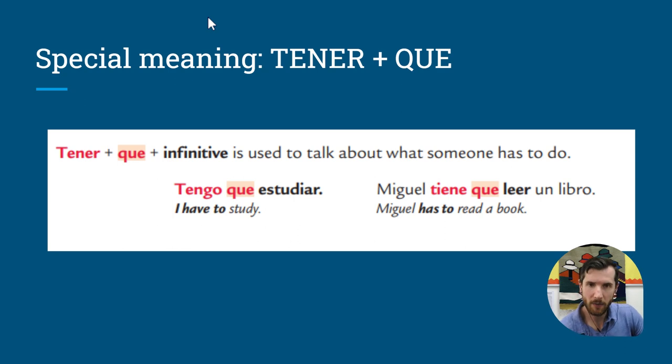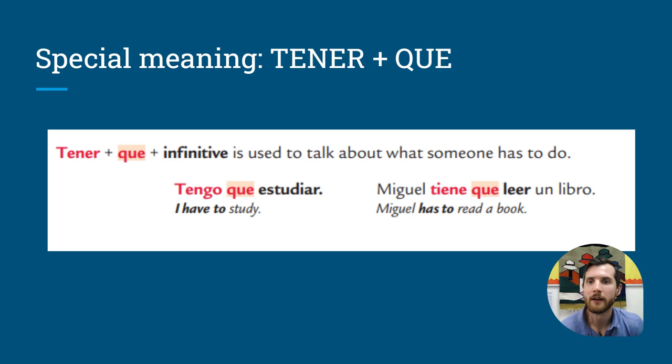The other big thing to keep in mind when you use the verb tener, you can change it to say, oh, instead of something that you have possession, you can say an obligation. Oh, I have to do this. I have to do that. I have to eat. I have to run. In English, you add the word to. I have to. In Spanish, you add the word que.